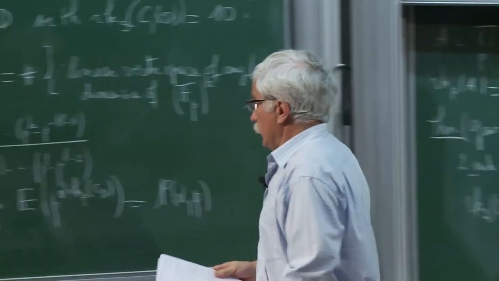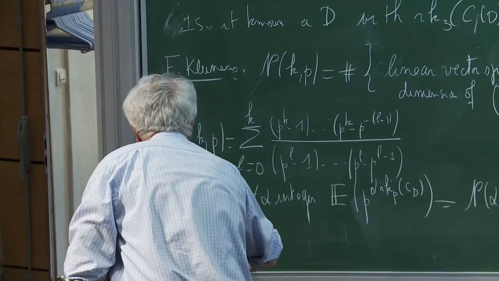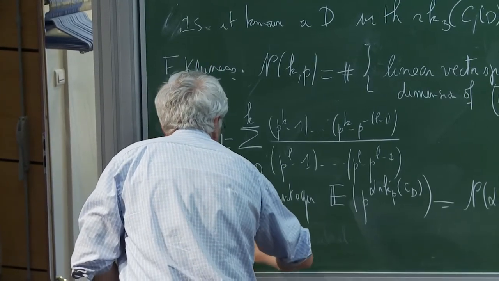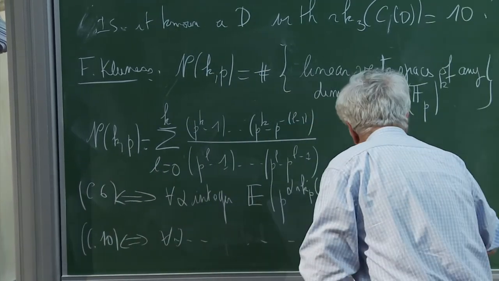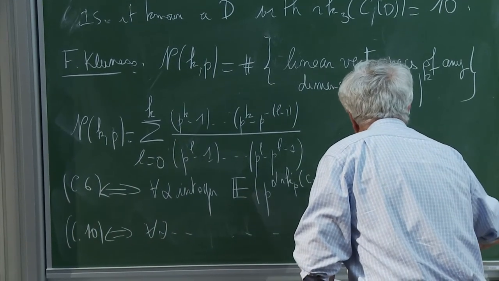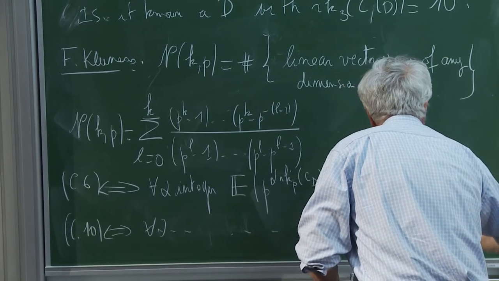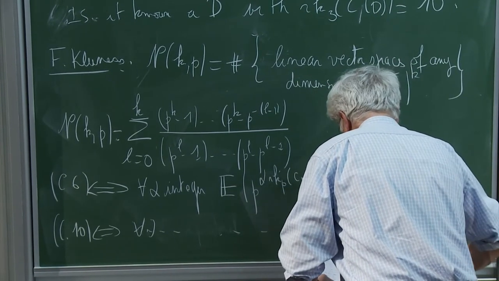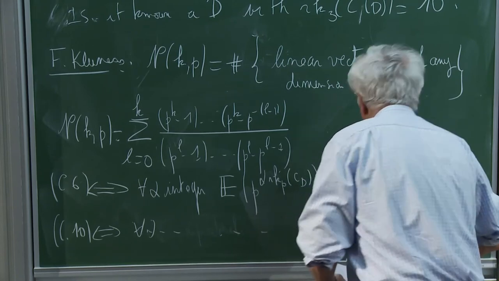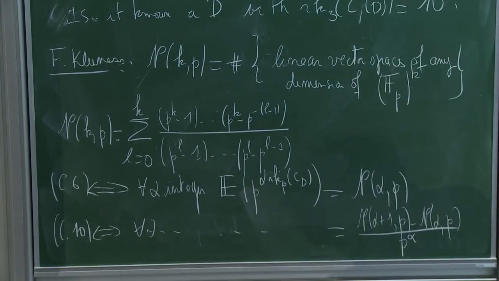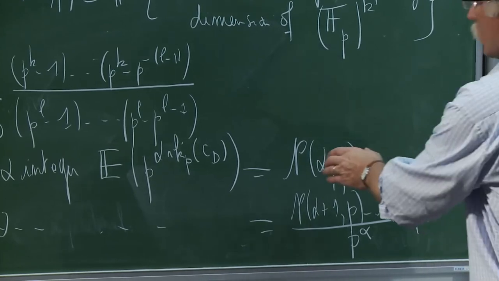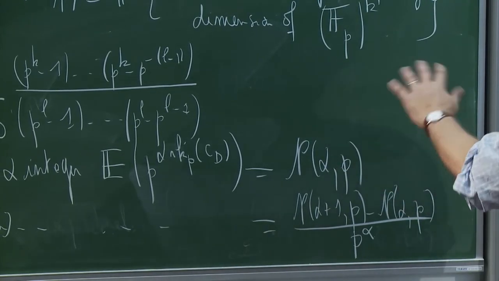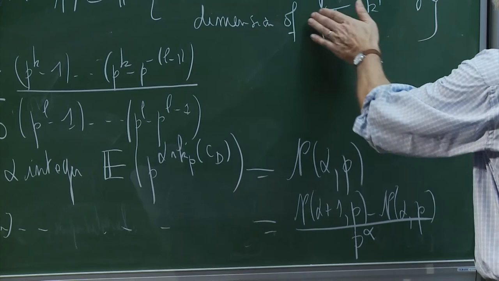This expression is full of algebraic meaning in terms of automorphisms. And now C10 is equivalent, for all alpha integer, to a slightly modified version: N(alpha plus 1, p) minus N(alpha, p), over p to the alpha. In some lecture, I will explain our proof about the 4-rank with Cleaners: we see these vector spaces. We do not see the automorphisms, but we see these linear vector spaces.